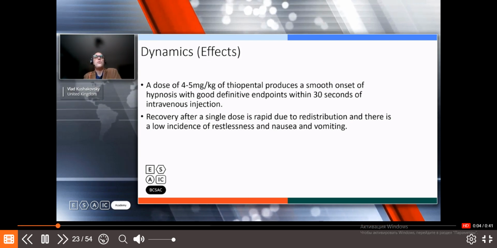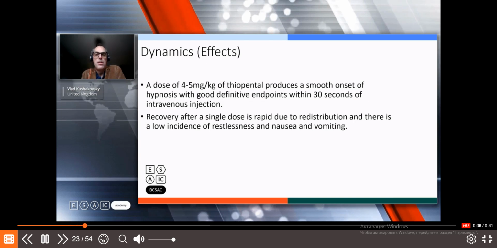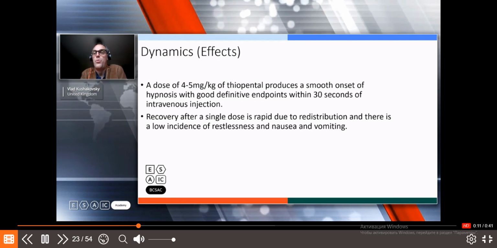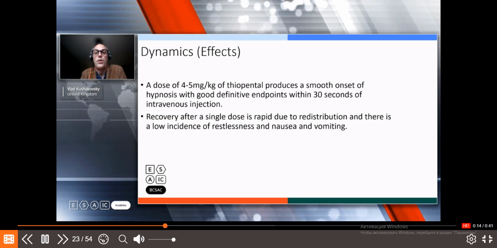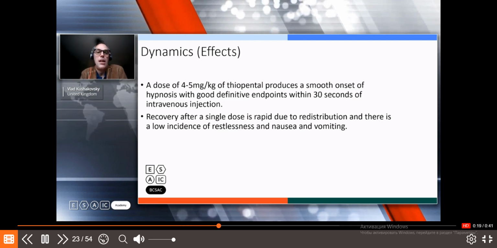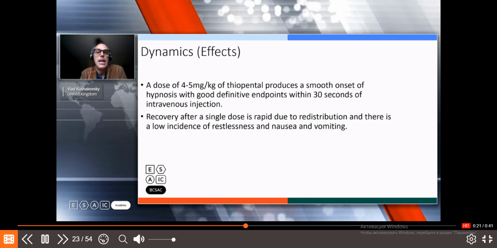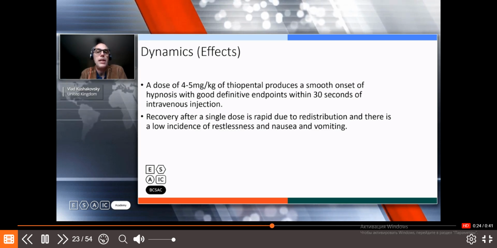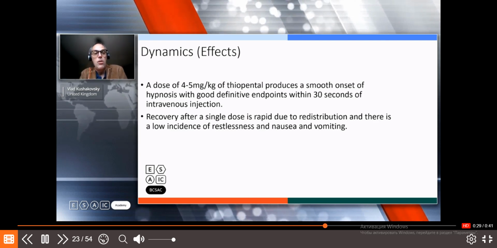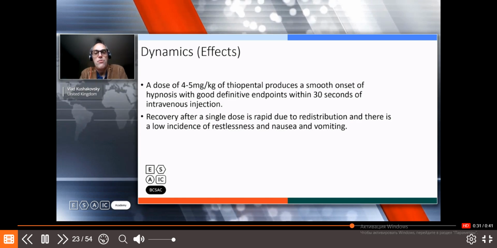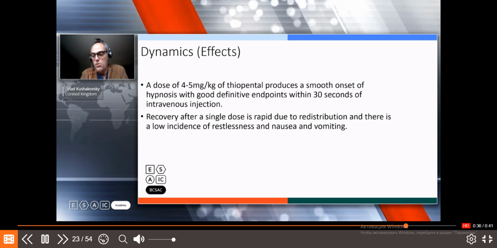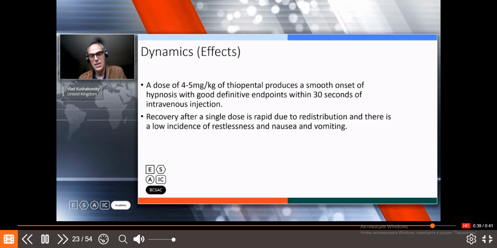So a dose of 4 to 5 milligrams per kilogram of thiopentone produces a smooth onset of hypnosis with a good definitive endpoint within about 30 to 45 seconds of intravenous injection. It has to be noted that thiopentone is probably the intravenous anesthetic agent with the quickest onset of action. Also, recovery from a single dose is rapid due to redistribution, and there is a low incidence of restlessness and nausea and vomiting. So far, so good.